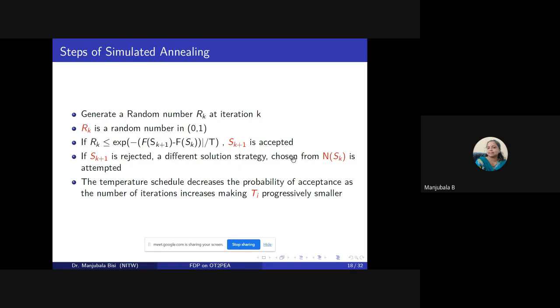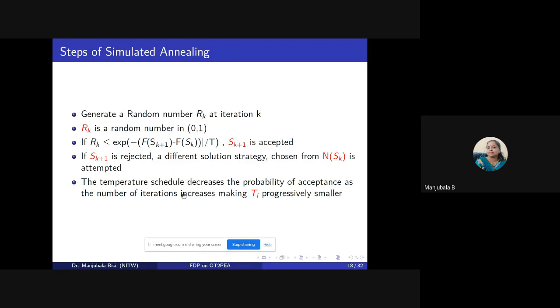Again, you have to choose another solution from the neighboring set and repeat the same procedure. And the temperature you have to decrease, right? As per the annealing schedule, whatever the schedule, small t value, and by how much you have to change the temperature, as per that schedule, you have to decrease the temperature.